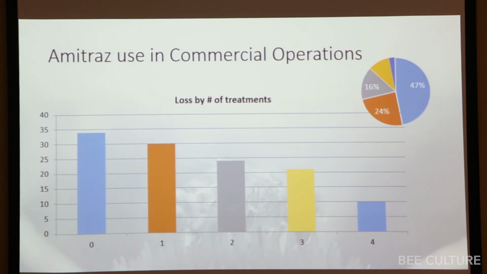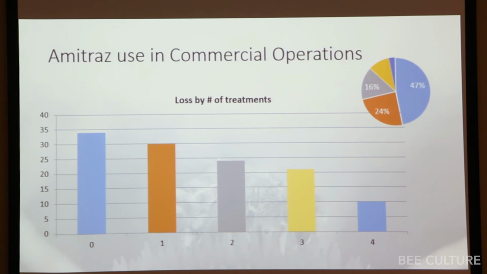We can also ask the question, well, how many times did you use it? This is just commercial beekeepers here. So none at all, they lost about 34%. Used it once, lost 30%. Used it twice, 24%. 3 times, 20%. 4 times, very small number, but they lost 10%. So this is the number of times they used it in the last year.